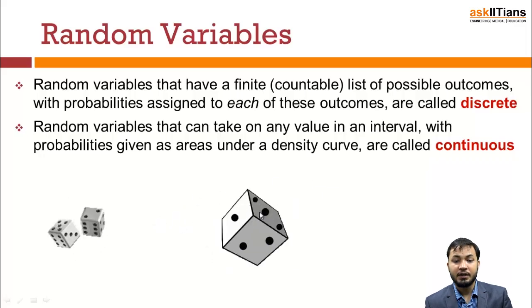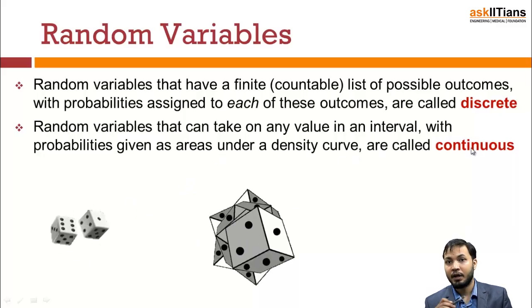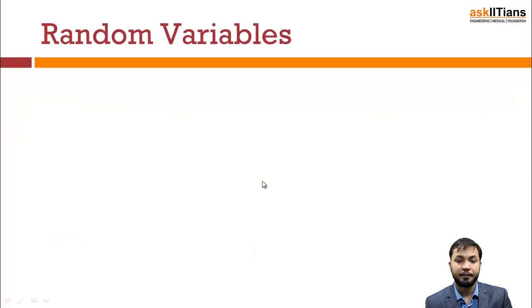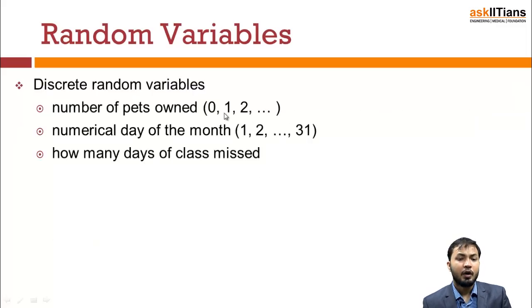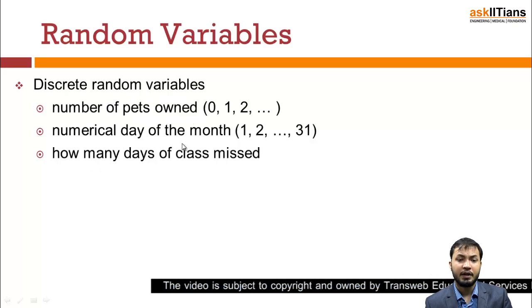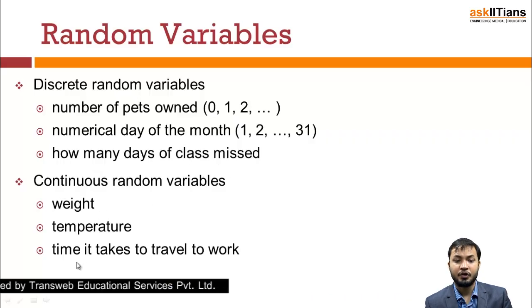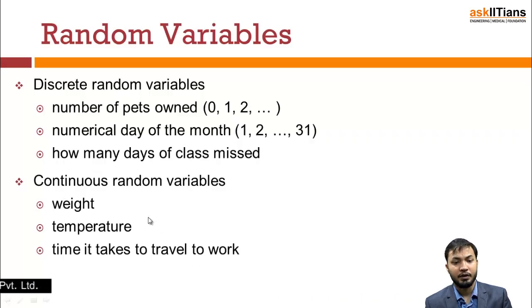If you look at these, these will be examples of the random variables that we have, and this continuous curve is defined by the curve given in our table A. Now the discrete random variables are the number of pets owned, number of days of the month, how many days of class missed. Continuous random variables are weight, temperature, time taken to travel to work.